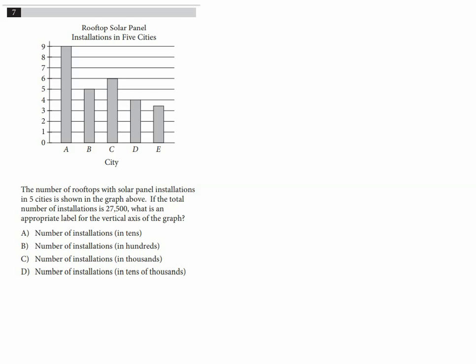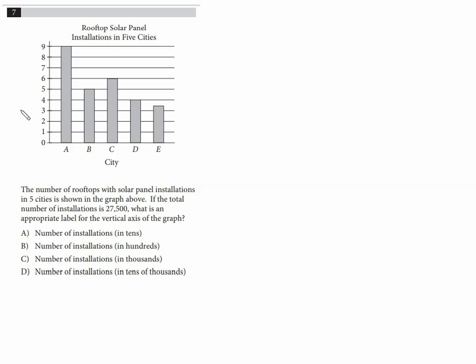Question 7. The number of rooftops with solar panel installations in 5 cities is shown in the graph above. If the total number of installations is 27,500, what is an appropriate label for the vertical axis of the graph? So this is a statistics question that tests your knowledge or ability to read a graph.